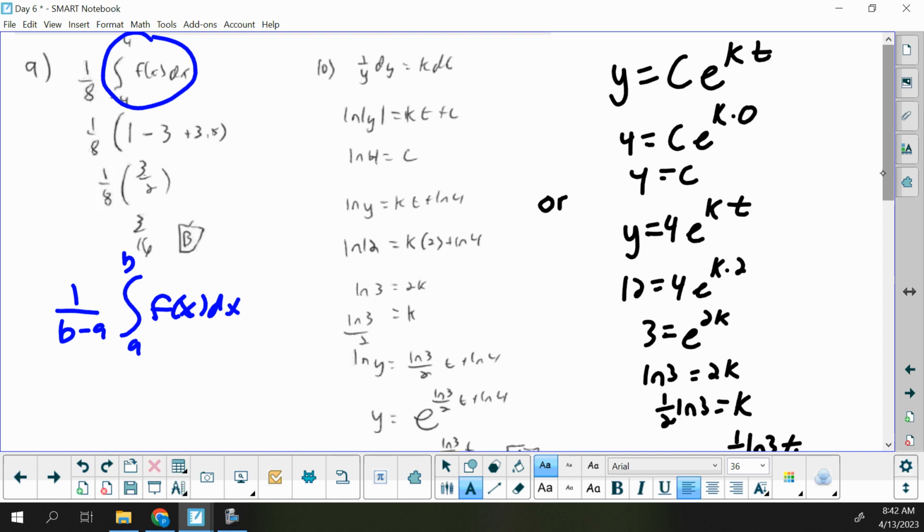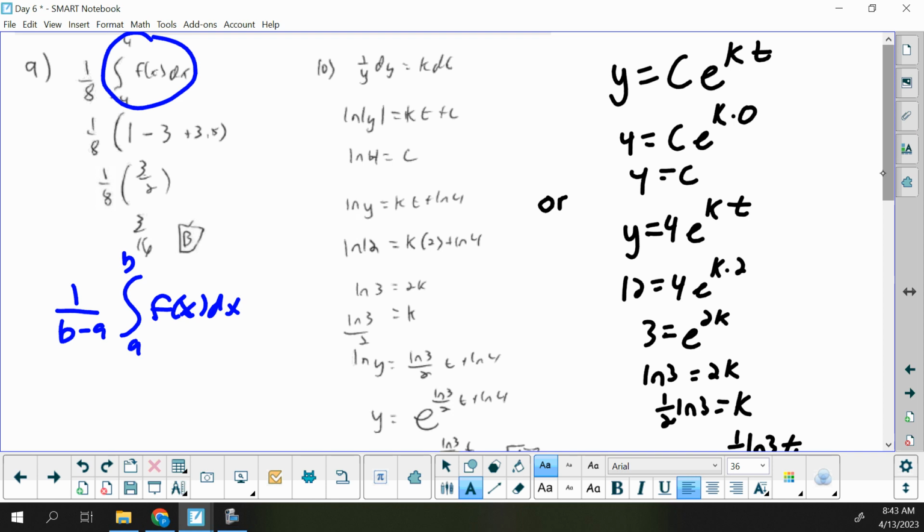In 10, the easiest way to do this is to recognize that that is our differential equation of an exponential function. We saw the basic setup for that was c times e to the kt. If you didn't recognize that, you'd have to do the work I have on the left and do it as a differential equation where you get the y's on one side, t's on the other, and then do your integrals of both sides and so on. But the quicker way is to recognize it's exponential.